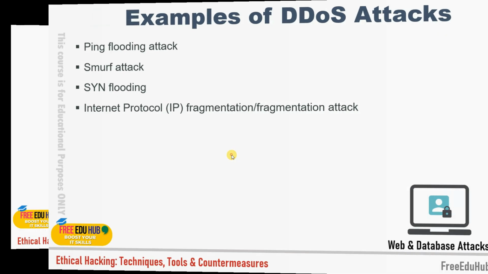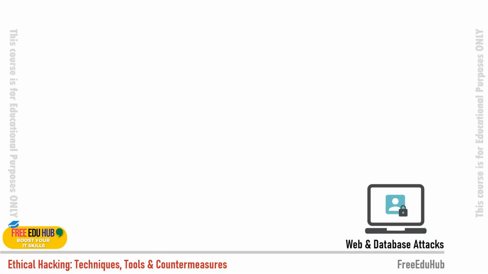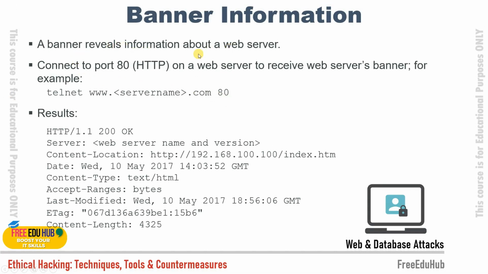After that, we have a thing called banner information. A banner reveals information about a web server. We connect to port 80, for example, on a web server, and that's the banner information. For example, if we try to telnet to a server name, for example anyserver.com, it goes to port 80 of the machine, and the result shows the server name, the current location, the IP address, the HTML page details, the current date, content type, accept ranges, last modified, and all that related information.